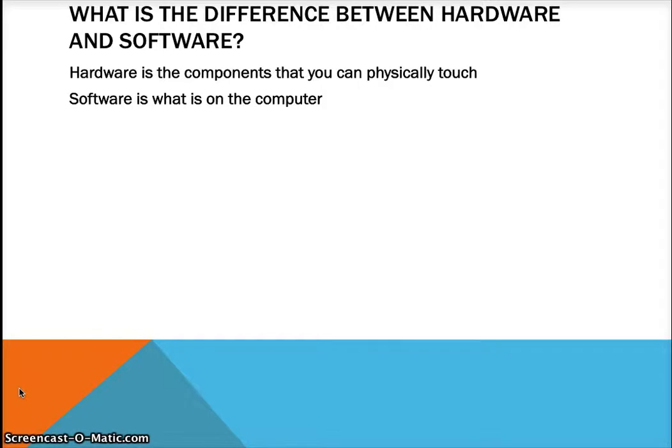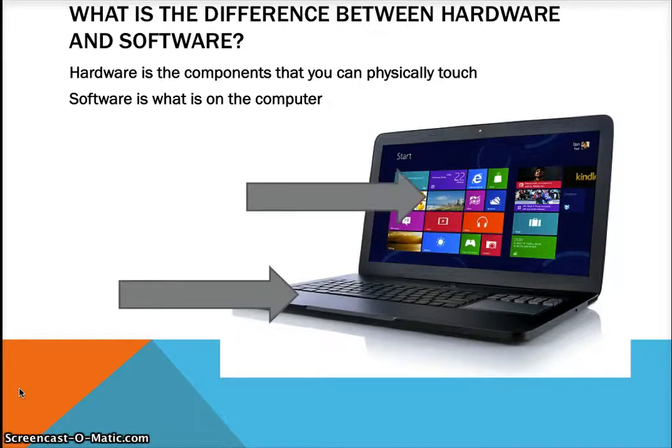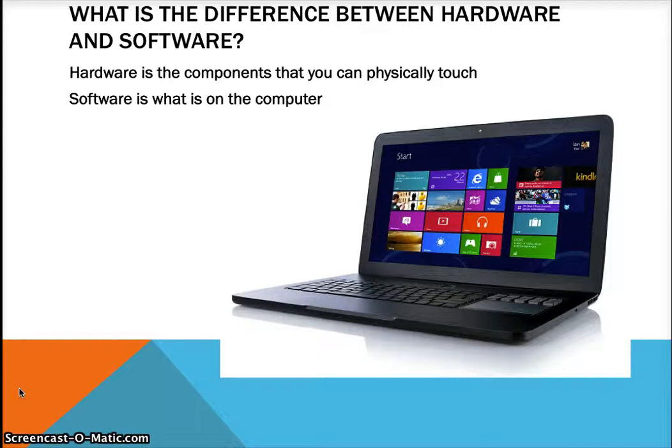Hardware is the components on the computer that you can physically touch. Software is what's on the computer. So for example, let's take this laptop. Hardware, software. Let's look at that again.